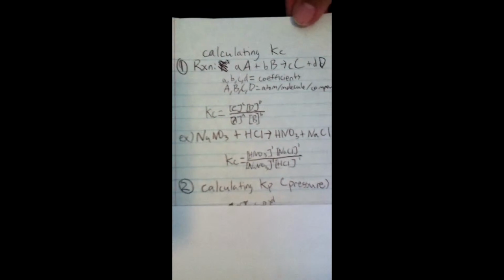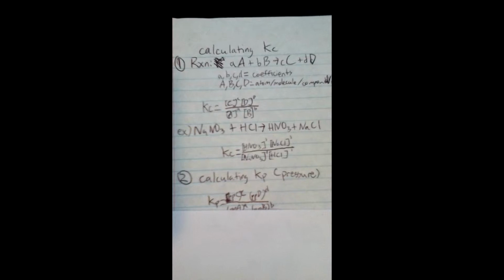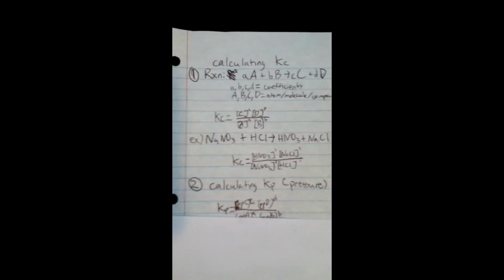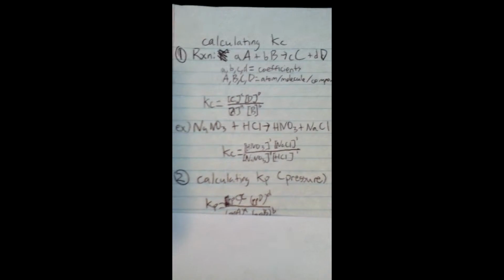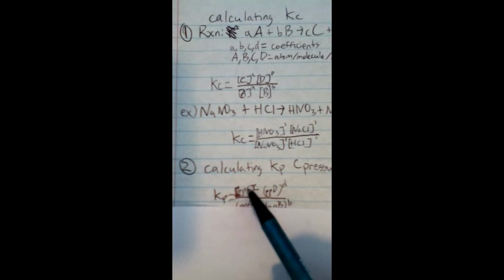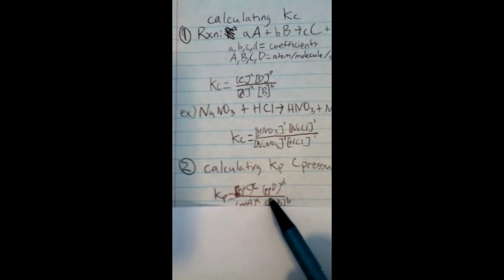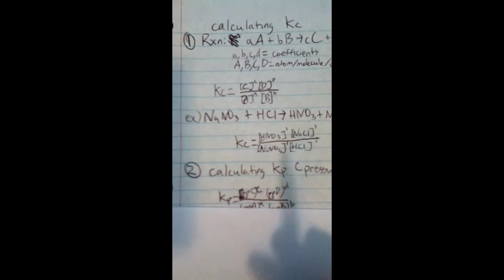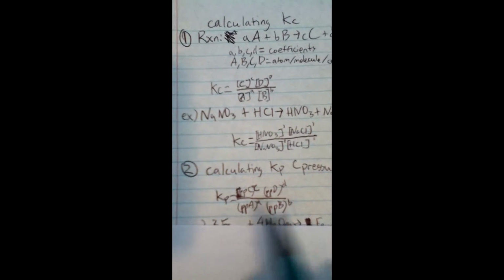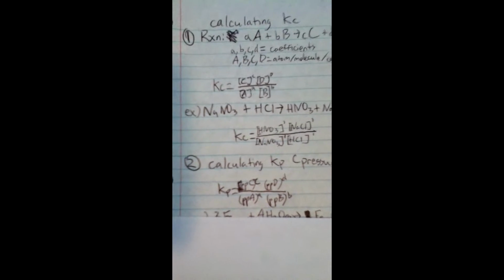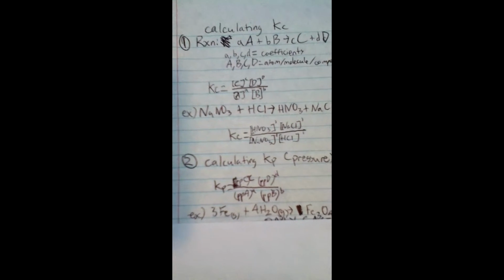Next, you have calculating what's called Kp, and that is your equilibrium constant for gases. You use the partial pressures to calculate this. The equation is very similar, only instead you have the partial pressure of gas C raised to its coefficient, the partial pressure of gas D raised to its coefficient, over the partial pressures of A and B raised to their respective coefficients. Like I said, this is useful for gases.